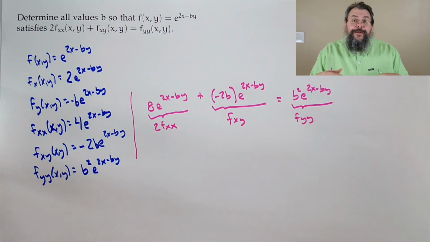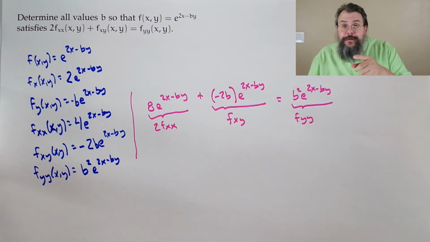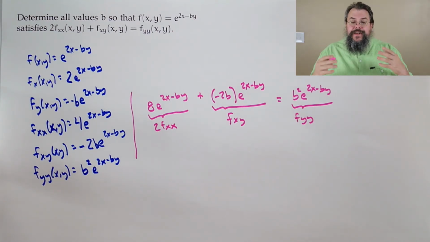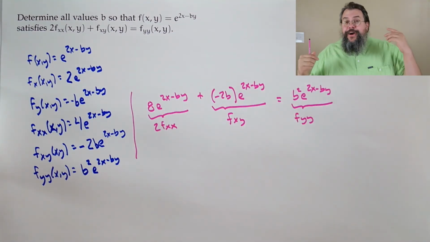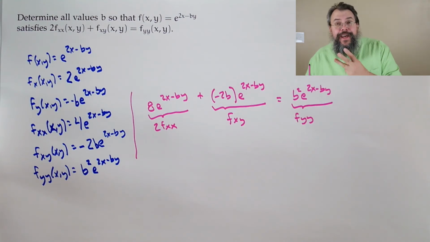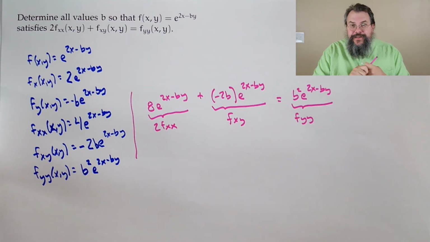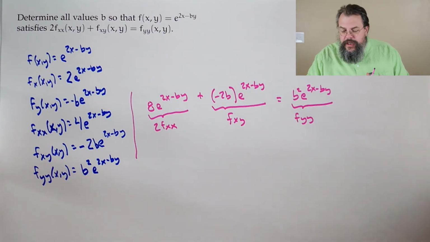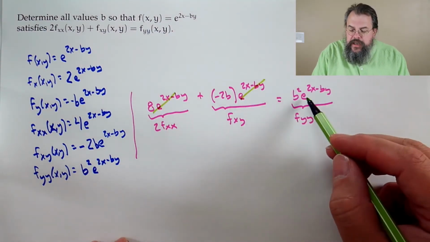Now, what do we want to do? Say, look, they all have something in common. Let's cancel. Can we cancel? So what are we canceling? The e^(2x−by). That should be our candidate. Are we allowed to do it? Why should we be nervous? And why are we okay? Okay, first off, are we allowed to do it? Yes, we are allowed to do it. So we can divide through by e^(2x−by) and cancel.